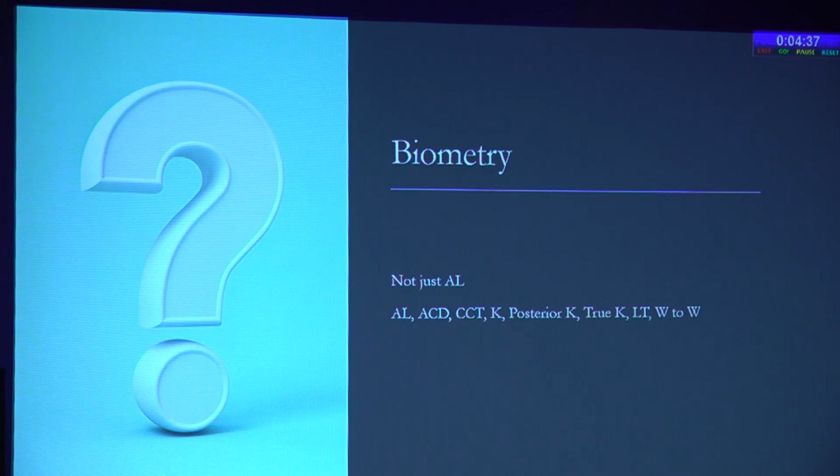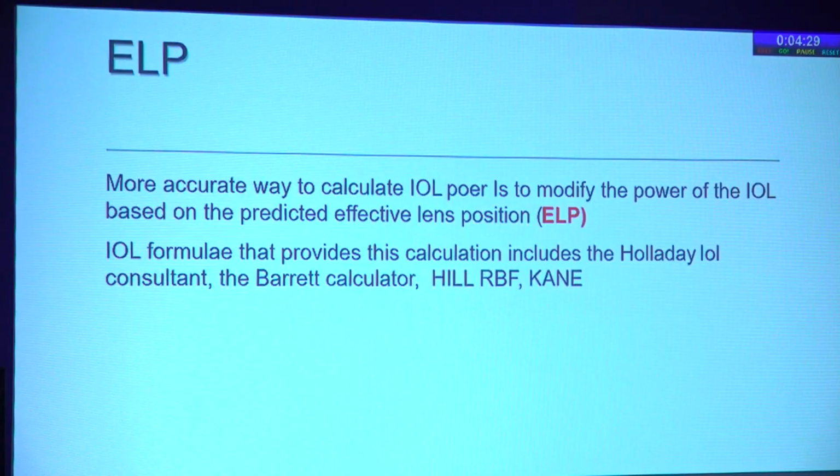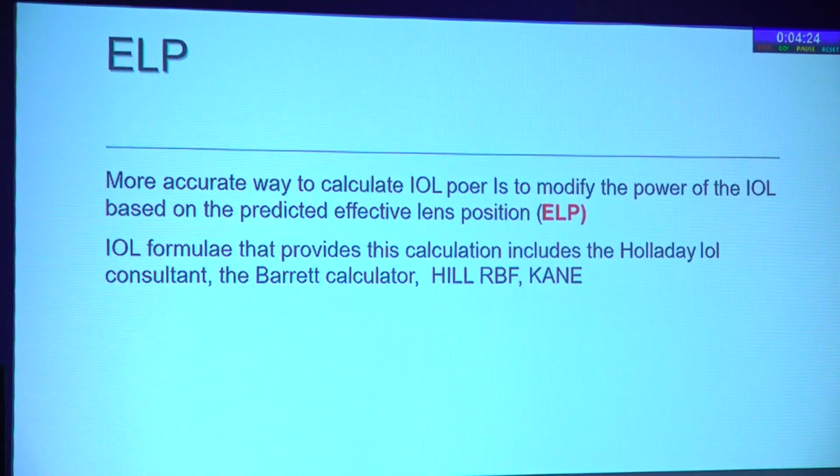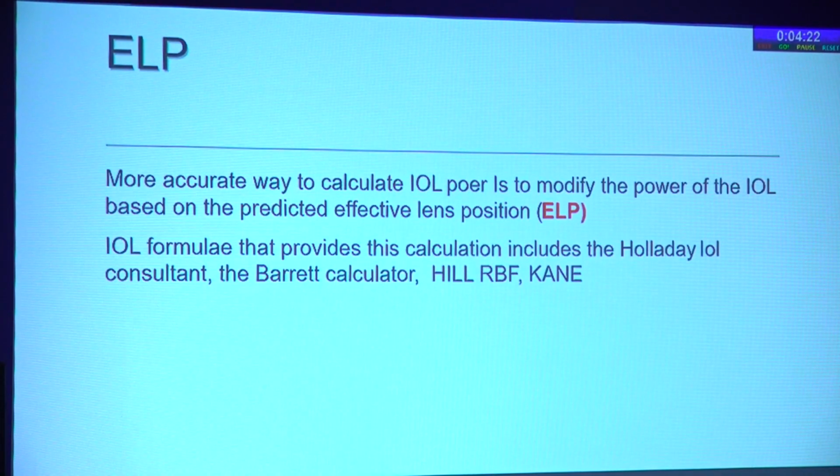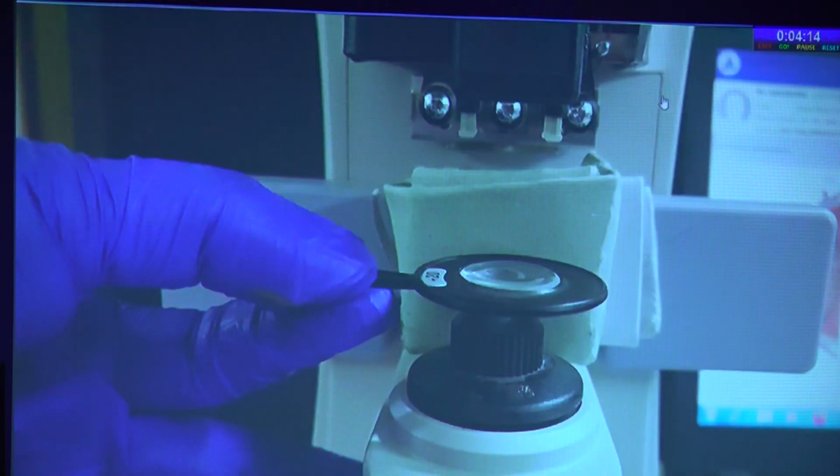You need a whole other set of information, which includes AC depth, corneal thickness, posterior decay, white to white, and lens thickness. This helps us to assess the effective lens position. Formulas have undergone a rapid change ever since they started incorporating the concept of effective lens position, or the position where the lens is going to sit for that particular patient.